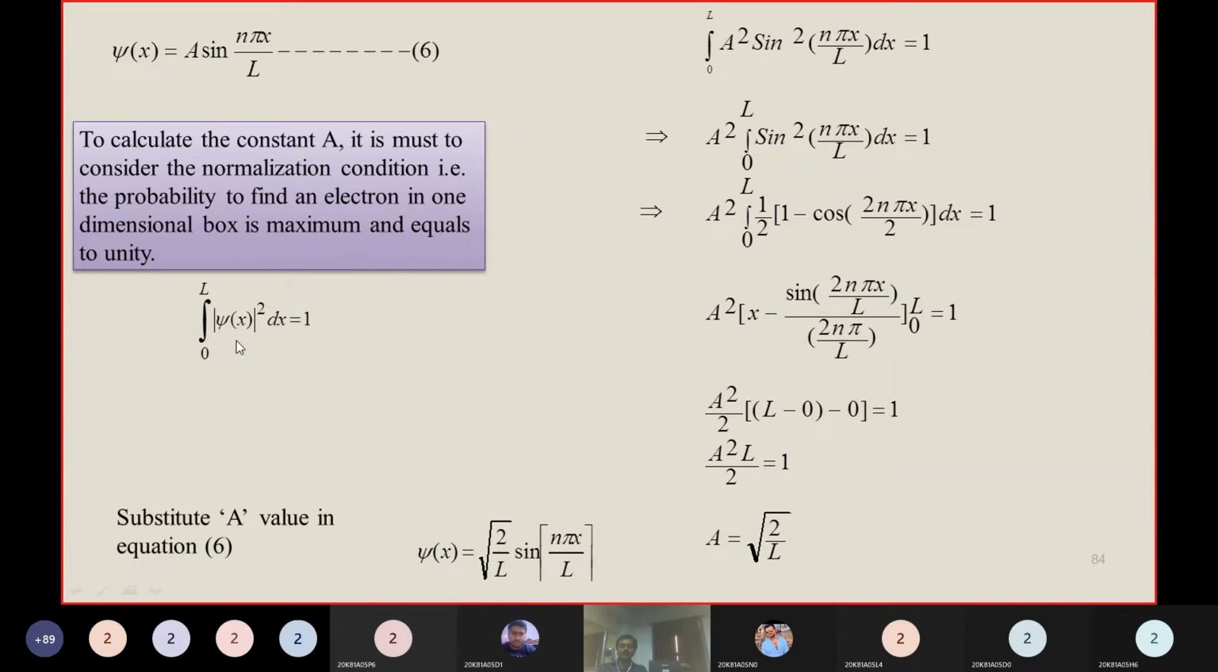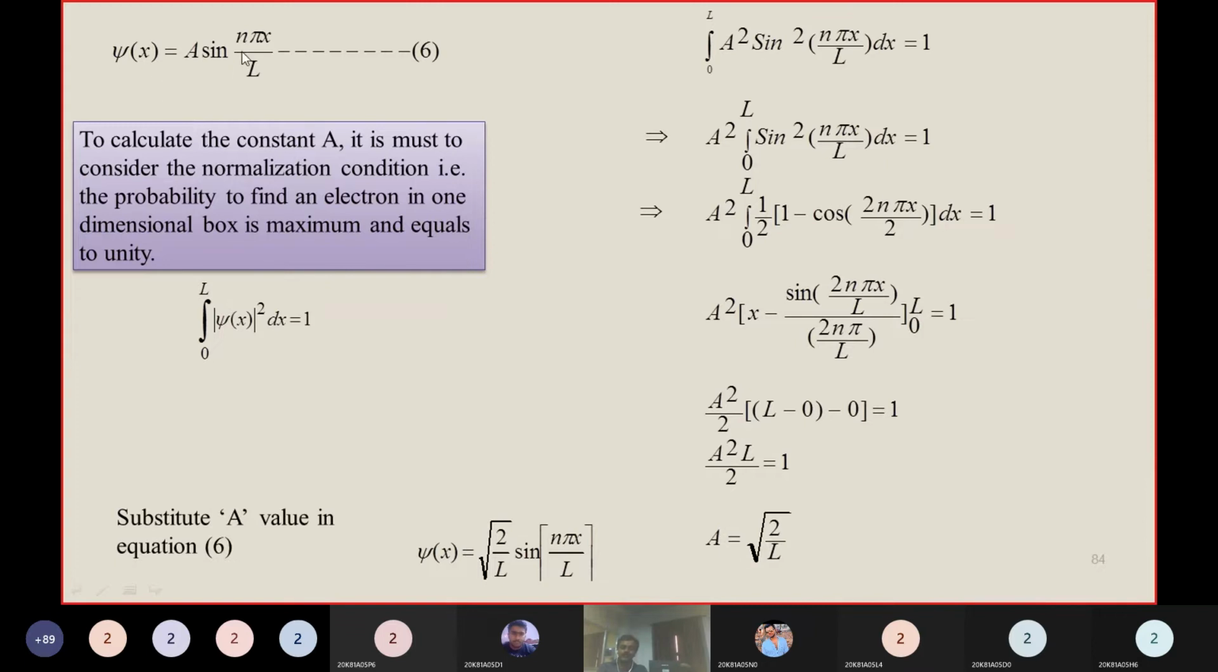Integral of psi star psi dx is equal to 1. Otherwise, instead of psi star, what are we taking here? Mod psi squared. So what is the difference? Psi star, as I explained, is the complex conjugate of the wave function psi of x.